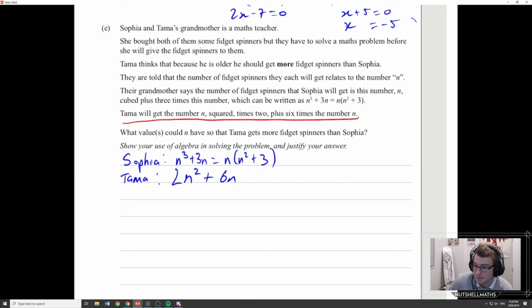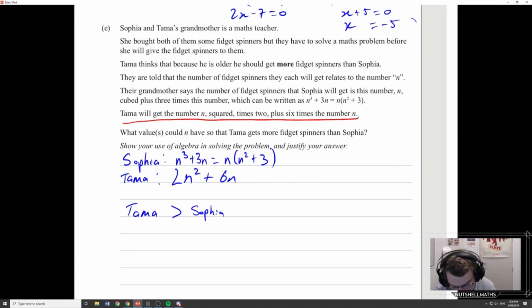Nicely done. Right, yin yang's on it. Or a baguette. No, not a baguette. If you have been in my classroom, you know why. Baguettes are messy. Right? So we've got Tama and Sophia. We know that Tama thinks that he should get more than Sophia, because he is a grumpy man.